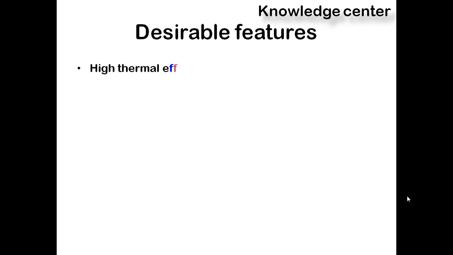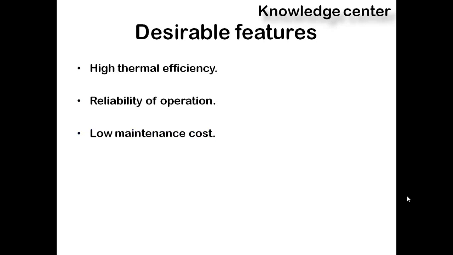Now let us see what are the desirable features for our air preheaters. Whenever we select an air preheater, we need to consider these parameters. The air preheater should have a high thermal efficiency. Thermally, very high efficiency is required. Then the reliability of operation. Operation should be good, so that the efficiency of the boiler can be increased. Then low maintenance cost of the air preheater. Yes, this is important here.